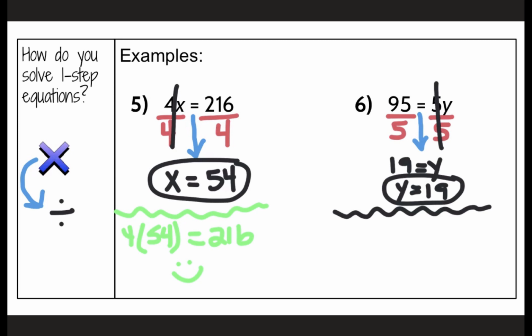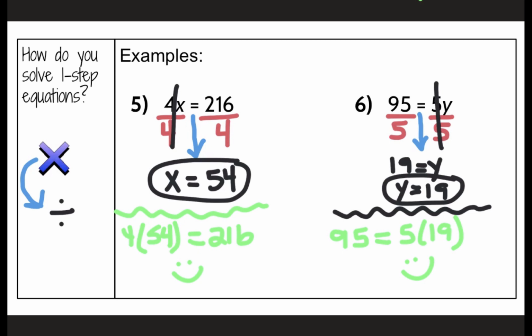Practicing our substitution skills, we're going to take 19 and plug it in for y. So 95, does that equal 5 times 19? Well, 5 times 10, I'm going to use the distributive property, is 50. 5 times 9 is 45. What's 50 plus 45? 95. We solved this correctly.